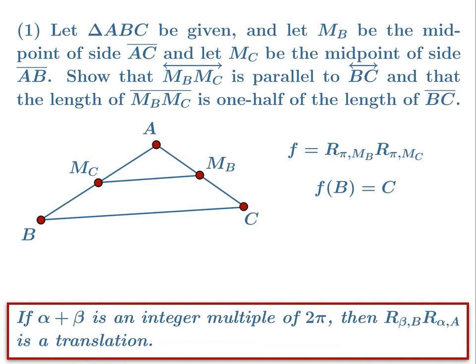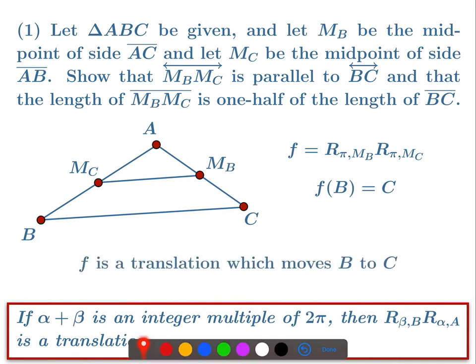Here again is the end of that theorem. It said if the two angles add up to an integer multiple of 2 pi, we get a translation. So we can conclude that F is a translation which moves B to C. What does that mean about F? It takes every point in the direction of the vector BC, the length of the vector BC. Every point's going to move in this direction, this amount. No matter what the point is, it's moving in that direction, that amount. So the same direction as BC and the same length. Okay, so F as a translation means it's moving all points the same distance as it is from B to C in the direction of the vector BC.